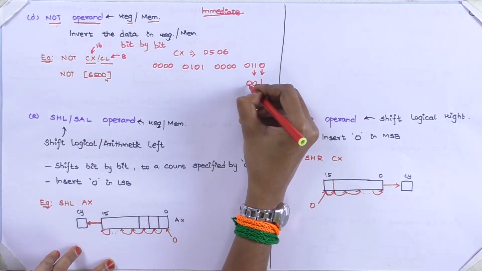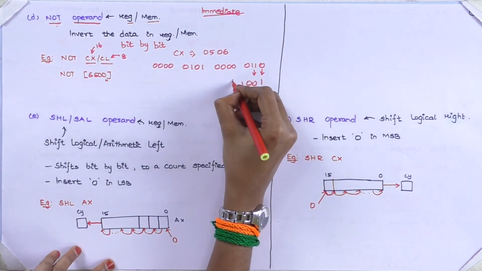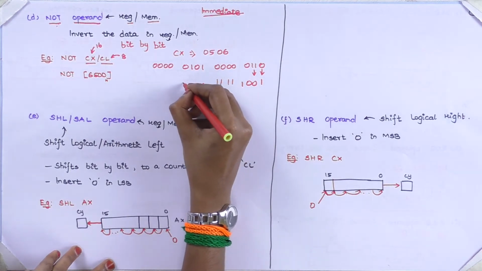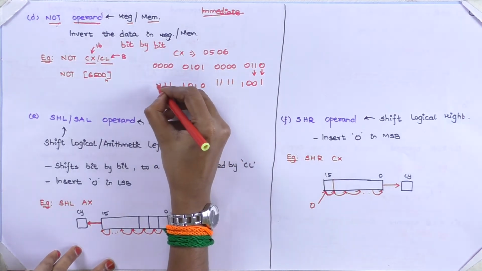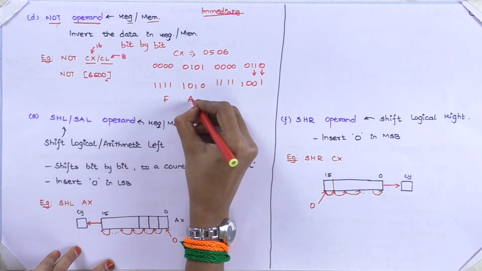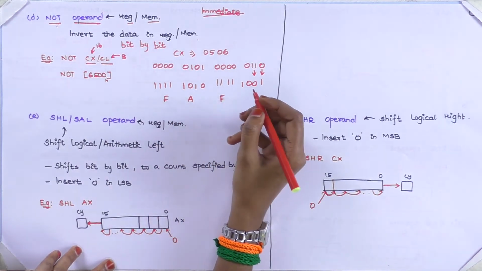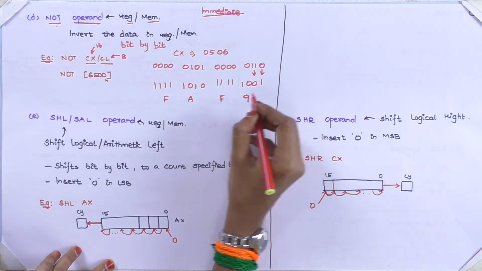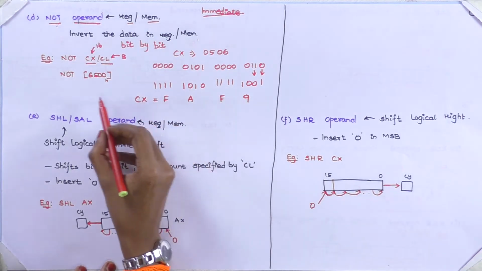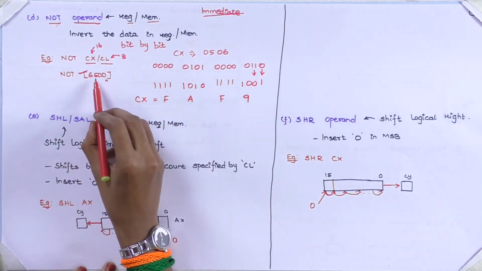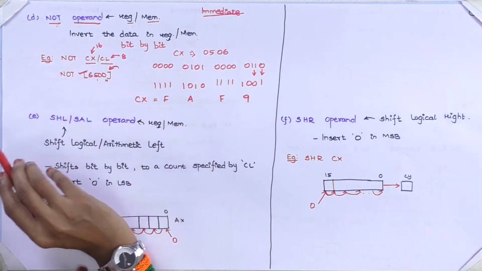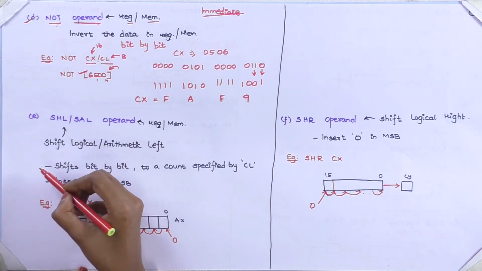So, this 1 will become 0, this 0 become 1, 1, 1, 1, 1. This will become 0, 1, 0, 1. This is 1, 1, 1, 1. So, what will the value be now? FAF9. So, this value will be residing in the CX register now. If I mention a memory location, it will invert the value in the memory location and store the result again in the memory location itself. So, that is what the NOT instruction will do.